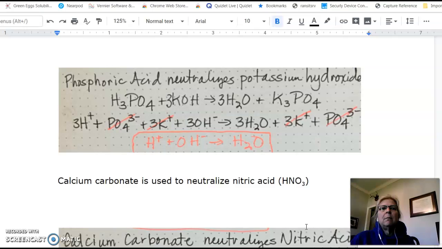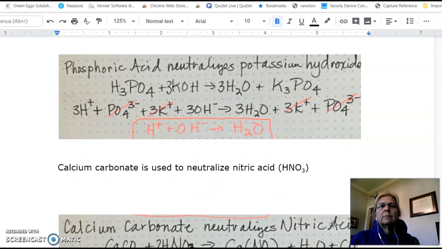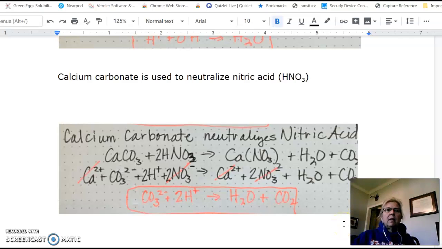Here we have calcium carbonate used to neutralize nitric acid. So go ahead and stop this right here and see if you can remember what this comes out to. Please use your words to describe what the net ionic reaction is. And big surprise, we end up with calcium carbonate neutralizing nitric acid to form just the exact same thing: CO3 2-, 2H+ yields water and carbon dioxide.